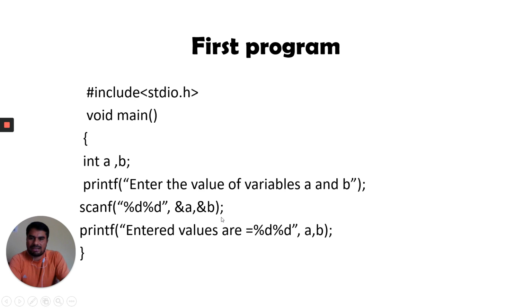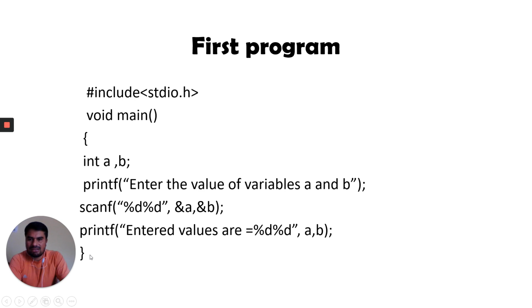After this, the agenda of this program is to print the two numbers. We have stored the numbers in variables a and b, and here we are going to print the same numbers. So now printf, open the bracket, double quote, entered values are equal to %d and %d, because I'm going to print two integer values. Close the double quote, comma, a, comma, b, where the values are stored in the two variables. Close the bracket, terminate with a semicolon and a curly brace. It is the end of the program.